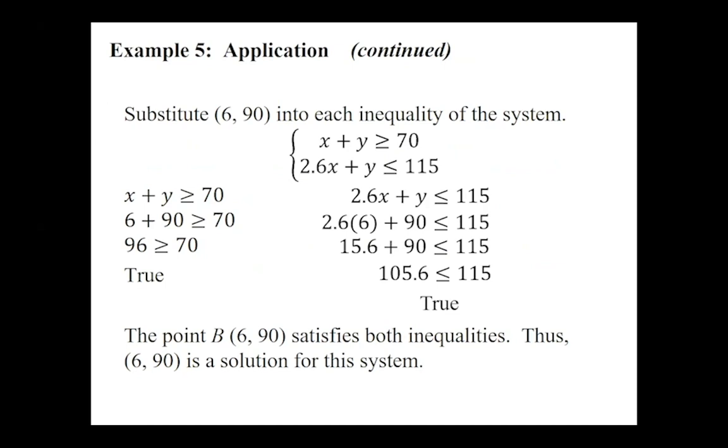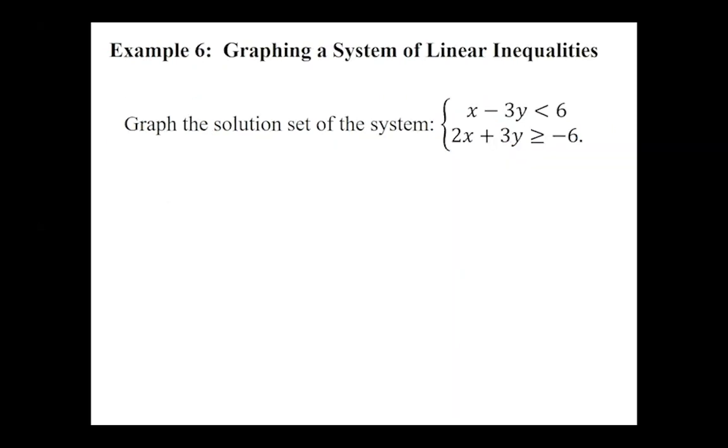So going back to the application of the system of inequalities, just checking to see if a solution holds, this point (6, 90) is just one thing in the region that overlaps between these two inequalities. We want to find the graphs of the entire regions. That's what we're going to do here when we graph the solution set of the system x minus 3y is less than 6 and 2x plus 3y is greater than or equal to negative 6.